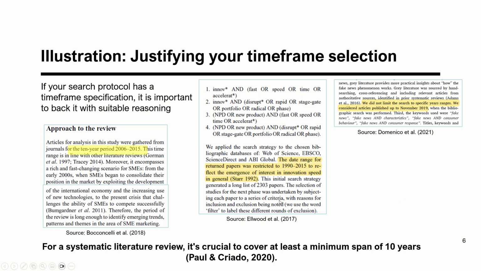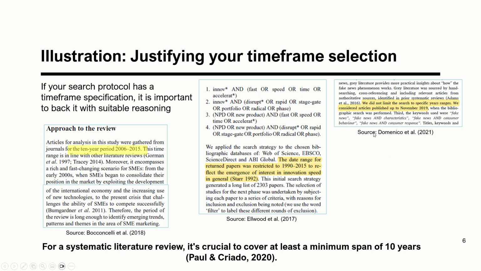Now, the second one, Elwood et al. 2017, they talk about the date range being restricted to 1990 to 2015 so that it reflects the emergence of interest in innovation speed in general. So there is a strong justification in each of these papers that you will see where they say why they have chosen a specific time frame.